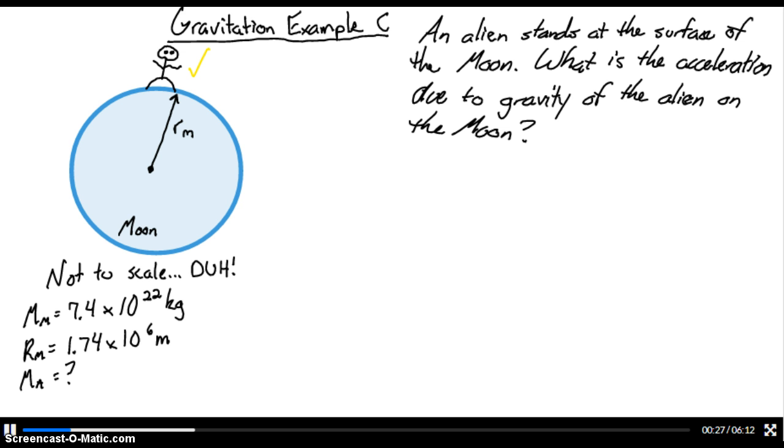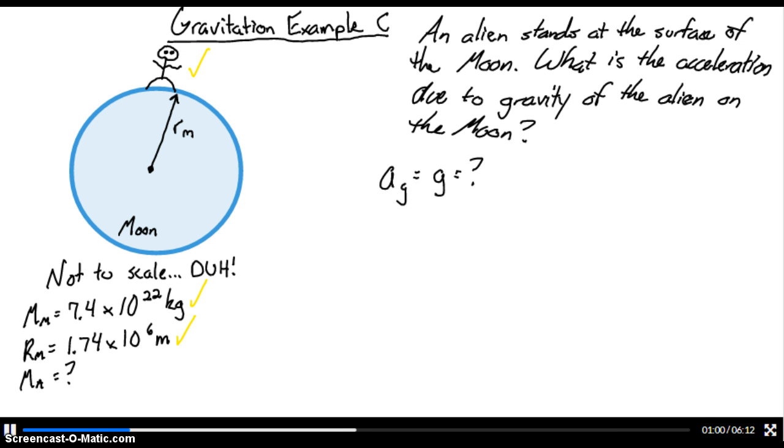The only information that you have is the mass of the moon and the radius of the moon. We don't know the mass of the alien. Of course, we know the gravitational constant is 6.67 times 10 to the negative 11th. Remember, it doesn't matter where you are in the universe, that gravitational constant is always going to be 6.67 times 10 to the negative 11th. So what I'm asking you to solve for is the acceleration due to gravity. In other words, what is g on the moon?